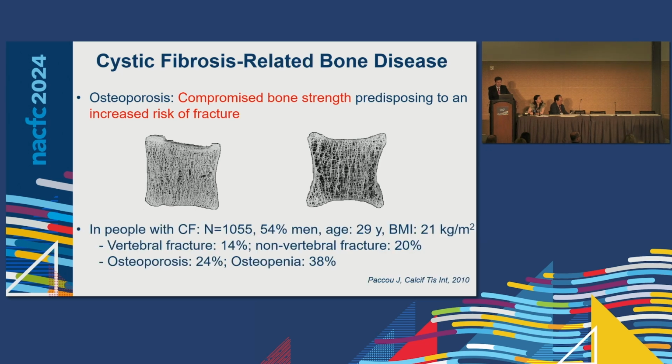We are in this session because osteoporosis is extremely common in people with CF. This is one of the larger studies, published 14 years ago, in over 1,000 patients, 54% of which were men. Mean age was 29 years and mean BMI was 21. And across several studies, the average prevalence of vertebral fracture was 14% and non-vertebral fracture 20%. This is much higher than expected from people without CF at that age. And then the prevalence of osteoporosis and osteopenia was also very high.